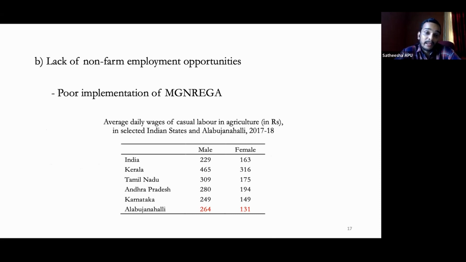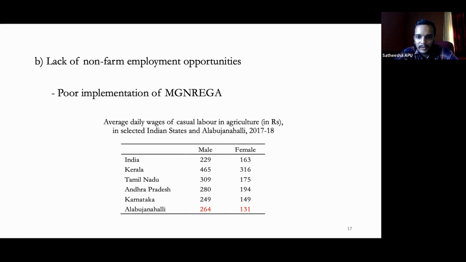Another important factor could be the lack of non-farm employment opportunities, in particular MGNREGA. We know that in rural India, MGNREGA is an important source of non-farm employment, particularly for females. But in the experience of Alabujanahalli, the implementation of MGNREGA has been poor. In the 2008-9 survey, on average, a household received only 31 days of employment during the year. It is strikingly lower than the 100 days of guaranteed employment under MGNREGA. And the situation hasn't changed much in my resurvey also.